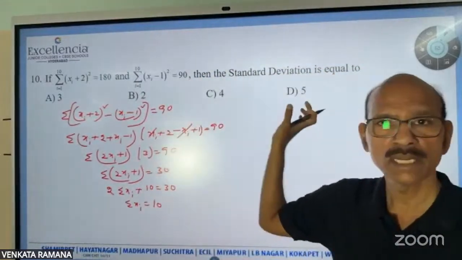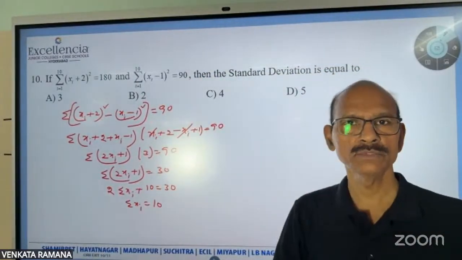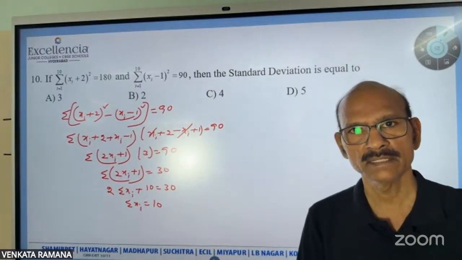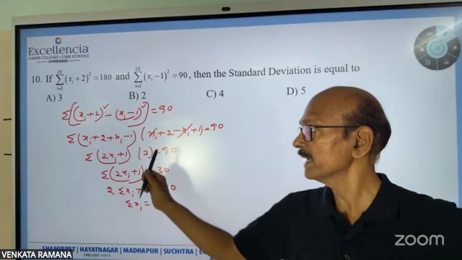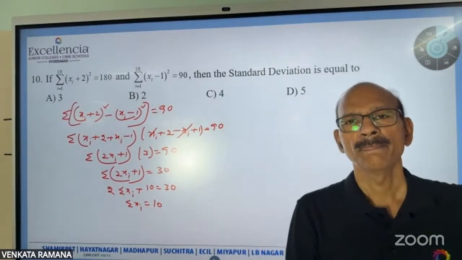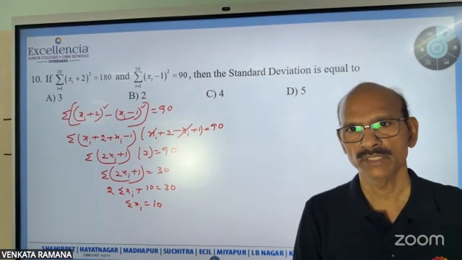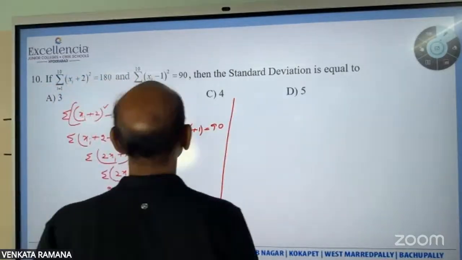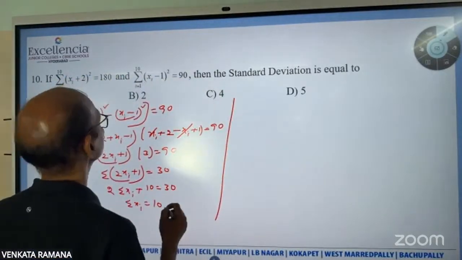So he's asking about the standard deviation. To find out the standard deviation, we have to know two things. One is sigma xi, the second one is sigma xi square. If we are able to find sigma xi and sigma xi square, then we can find the variance. Square root of variance is the standard deviation. So substitute all these things in the second case.